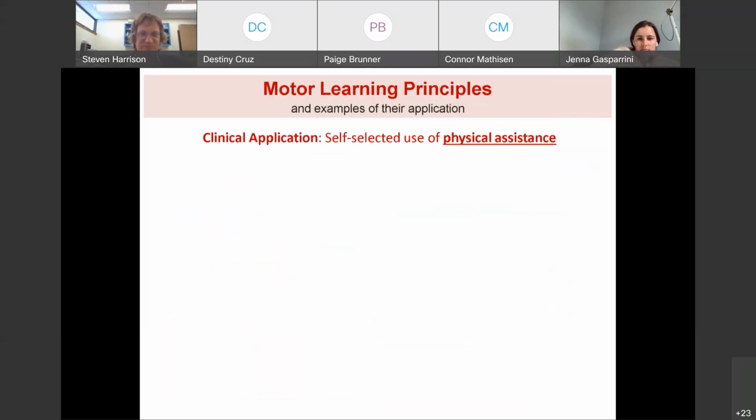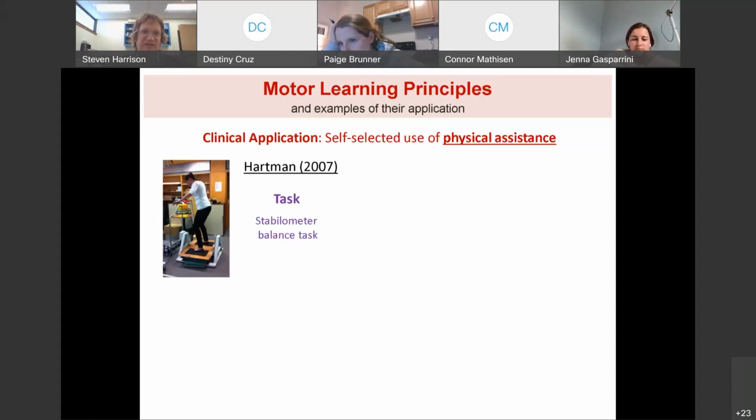Okay, so let's explore one clinical application. Here we're going to look at some research that connects to the scenario that you might encounter of when should physical assistance be provided to a patient, outside of them needing it for their own safety, in order to promote more effective training.